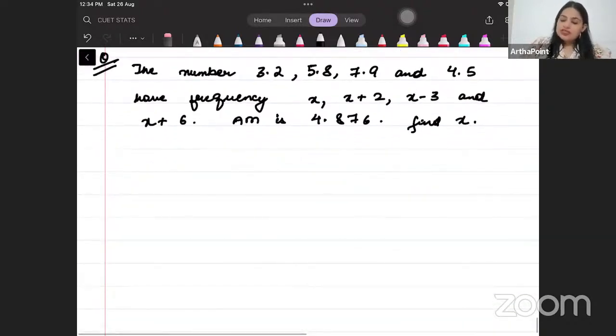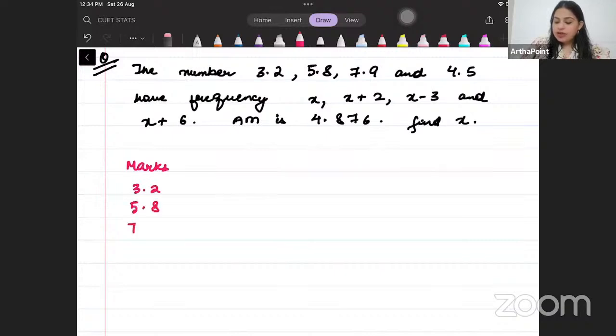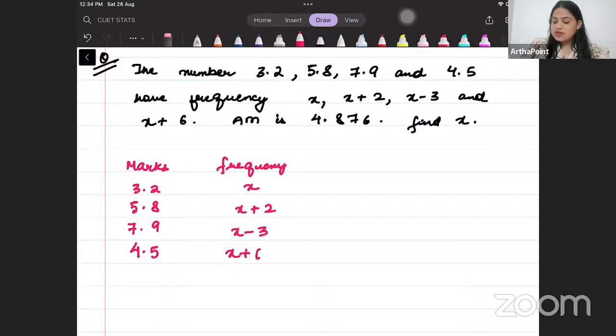Okay, beta, let's start. So what is given to you? You are given the marks of the student, and the marks are given to you as 3.2, 5.8, 7.9, and 4.5. You are given the frequency, and the frequency is given as x, x plus 2, x minus 3, and x plus 6. So beta, mean is already given. Mean is given as 4.876.